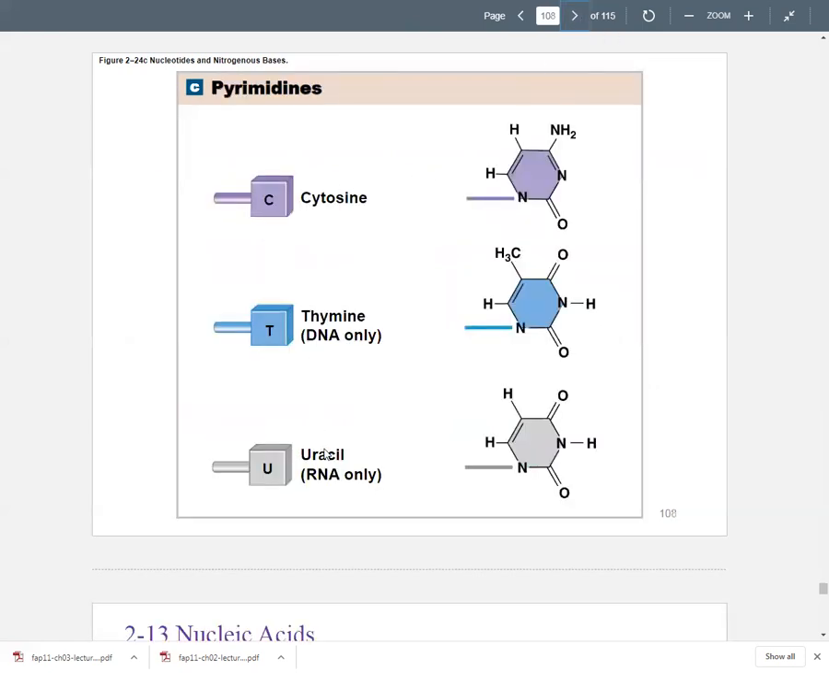Cytosine, thymine, and uracil are the pyrimidines, and they only have one ring. You'll only see thymine in DNA, and you'll only see uracil in RNA. Okay, so that's an important difference between the two. Thymine is in DNA, uracil is in RNA.